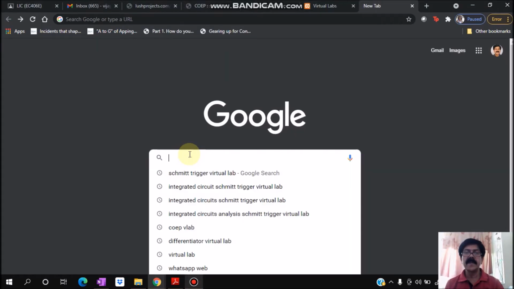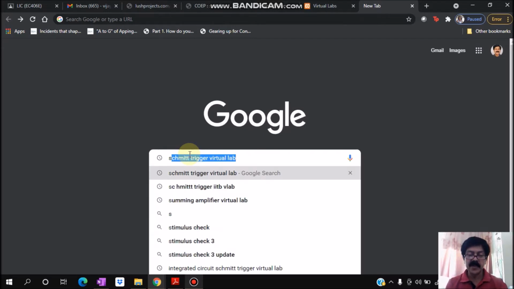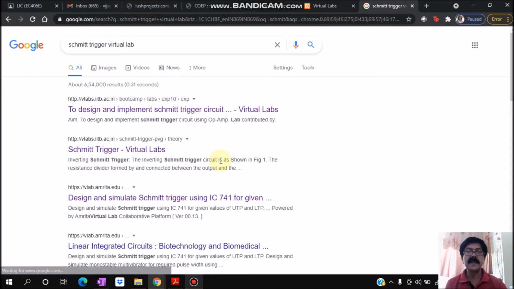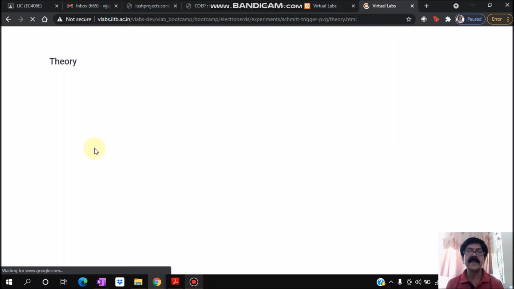So friends, let's say we want to perform the experiment on Schmitt trigger. So I'll just input in Google "Schmitt trigger virtual lab", let's say. Then I see there are multiple virtual lab links. So I'll go for the link at the IIT Mumbai VLabs, this link I'll give.